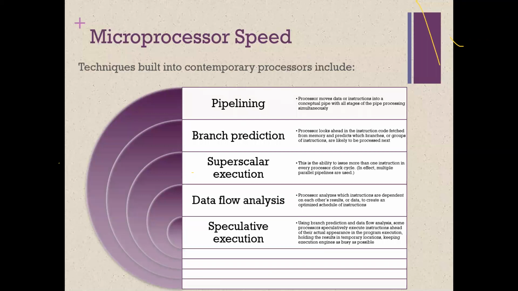So the raw speed of microprocessors will not achieve its potential unless it is fed with a constant stream of work to keep this type of speed at bay. And that is how come we have techniques or algorithms in contemporary processors that we've listed here. These are aimed at performance.